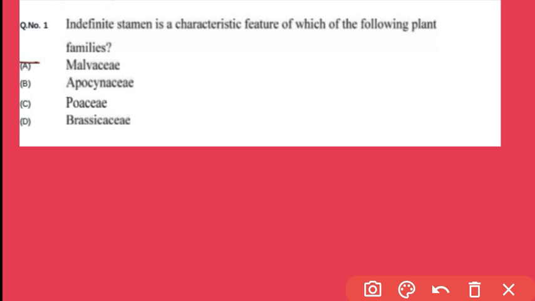The family Cruciferae shows 6 stamens in a tetradynamous condition in which 4 stamens are longer than the other 2. The family Solanaceae shows 5 stamens in an epipetalous condition, meaning stamens are attached to petals, whereas the family Gramineae shows 3 stamens with free filaments. For this question, the answer is the family Malvaceae. The family Malvaceae shows indefinite stamens in a monadelphous condition. So moving to the next question.